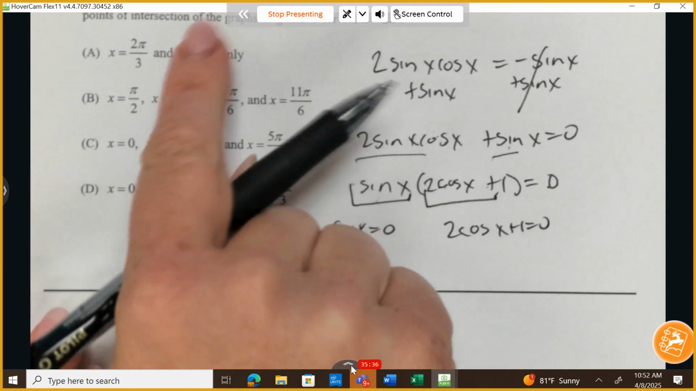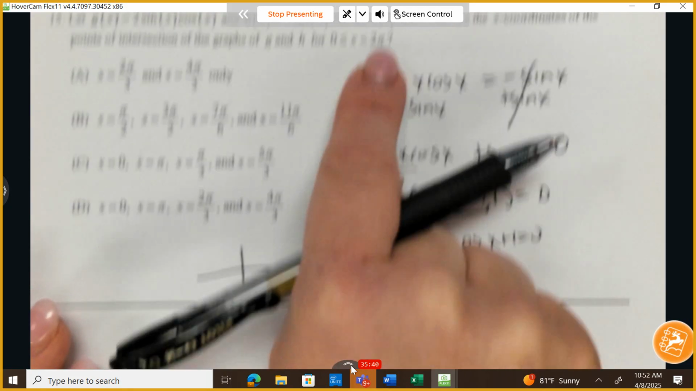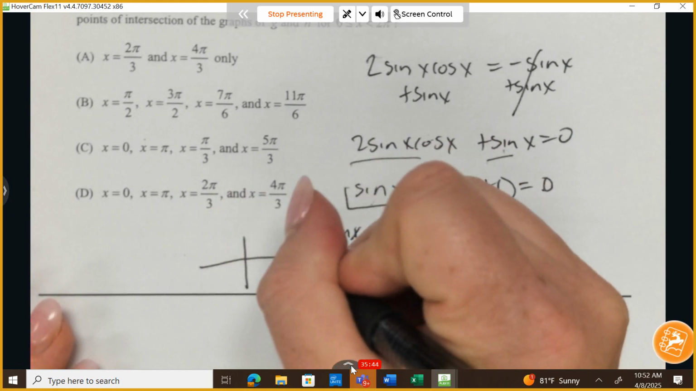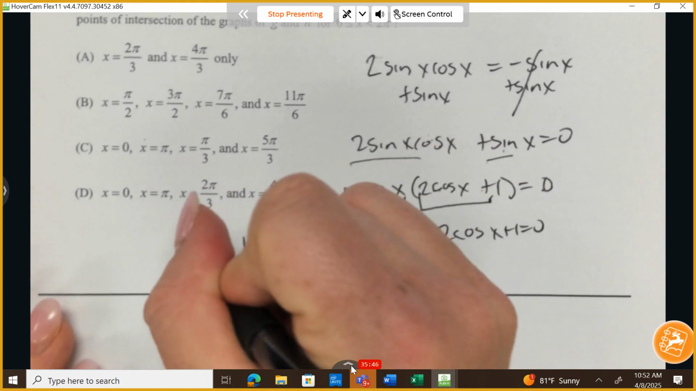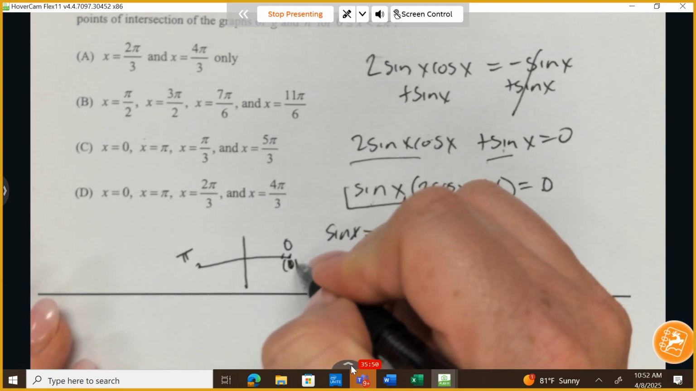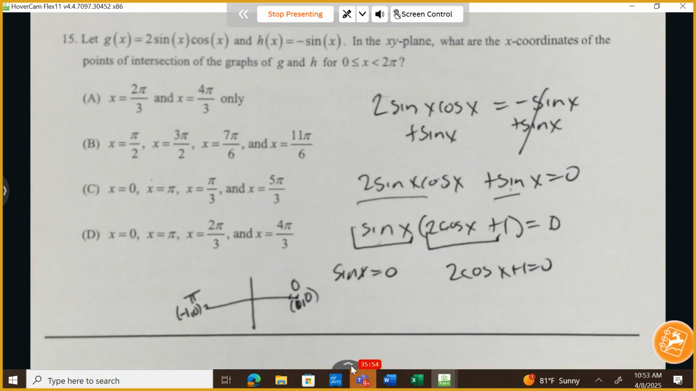What this means is when I go once around the unit circle all the way up to, but not including 2 pi, where is the sine equal to 0? Sine is equal to 0 here at 0 and also over at pi, where we have the ordered pairs of 1, 0 and of negative 1, 0. So I want to look up above and find 0 and pi.